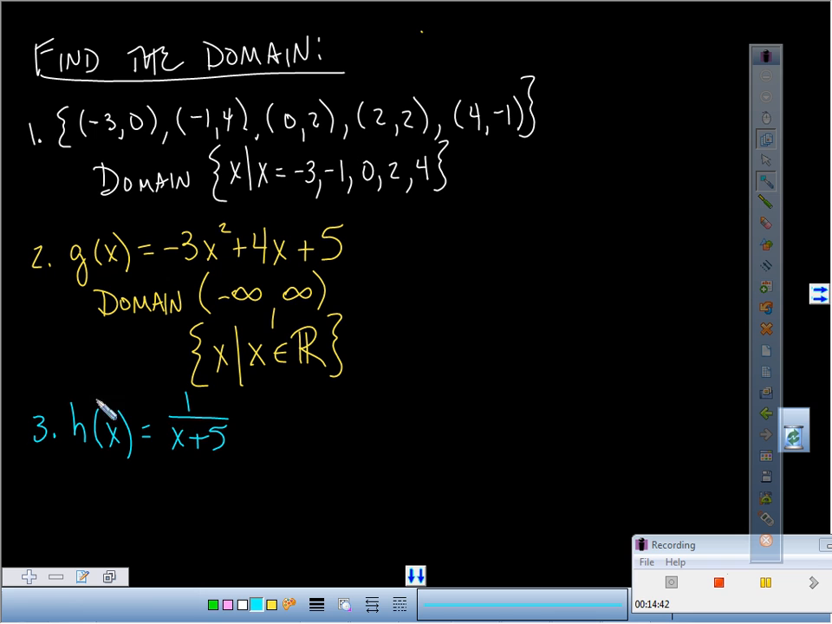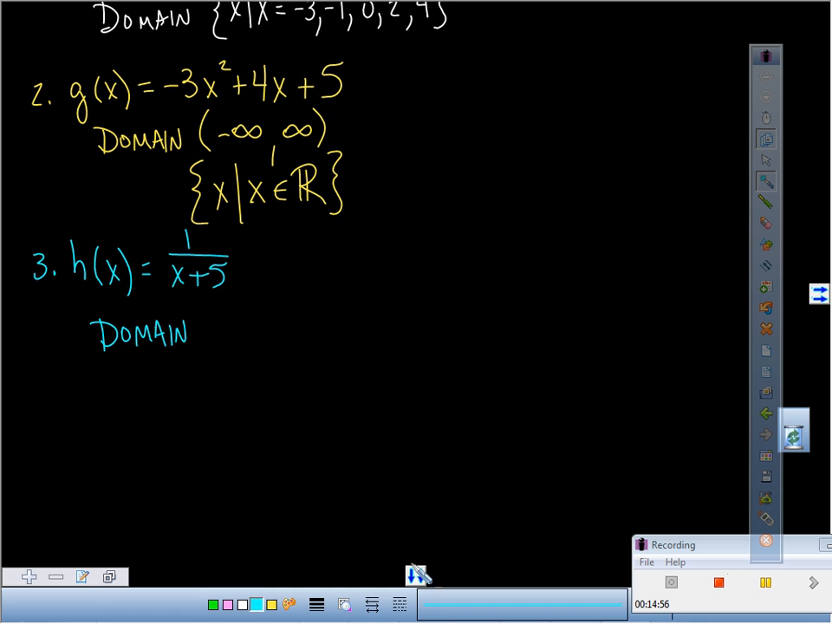That's it. All right, H of x is equal to 1 over x plus 5. Tell me what its domain is. Tell me what its domain is. Follow the rules. You got the rules written down there on your paper.